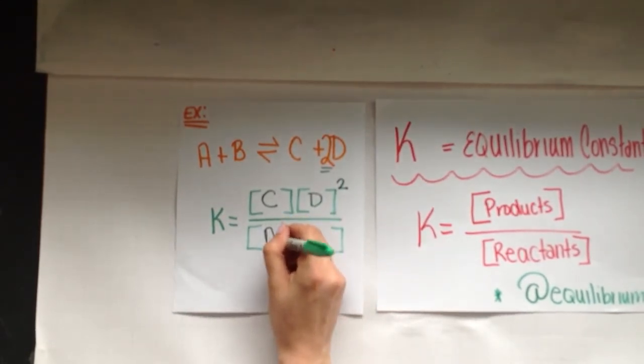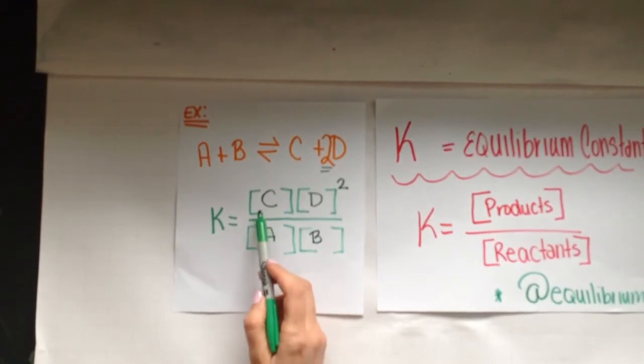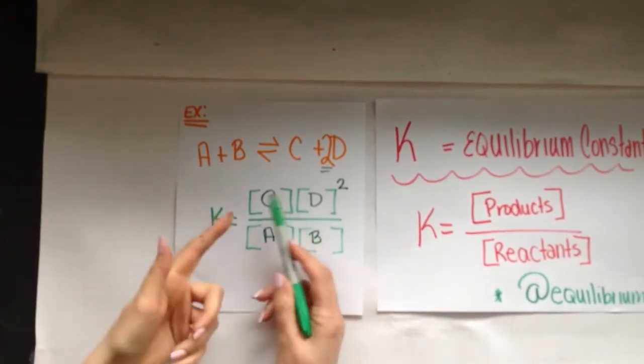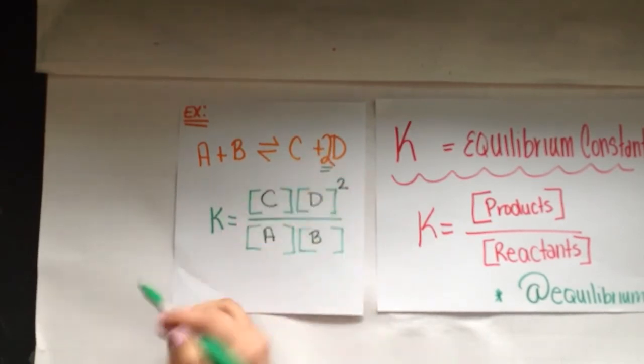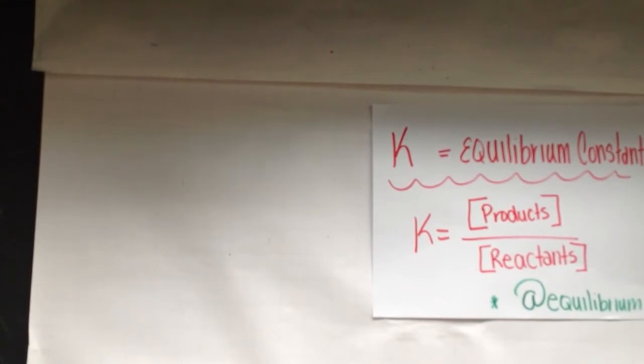How about on the bottom? Well, I just plug in the concentration of A and B. Now, in a real problem, you'll actually be given concentration values in molarity. Don't forget, they must be in molarities because these brackets mean concentration. If they're not in molarity, you need to calculate and figure those out. Okay, let's look at another example.